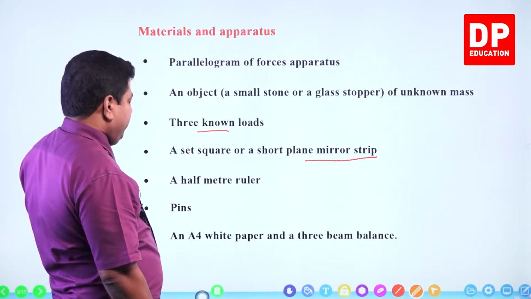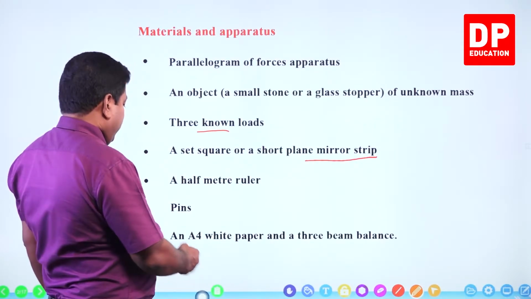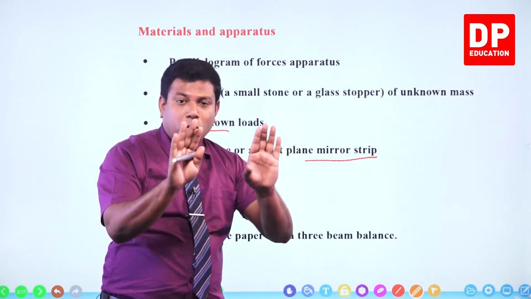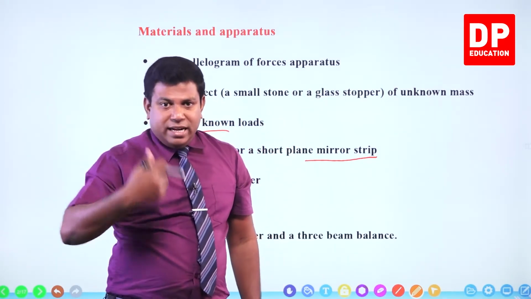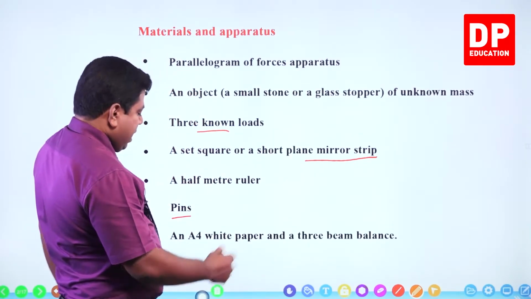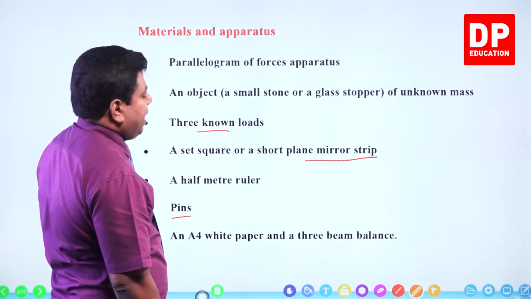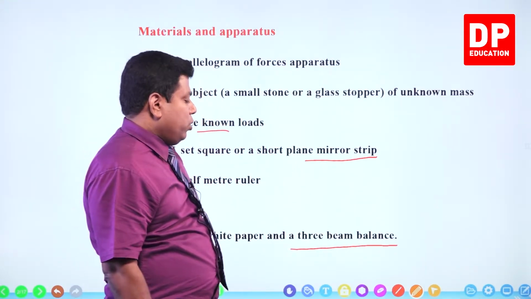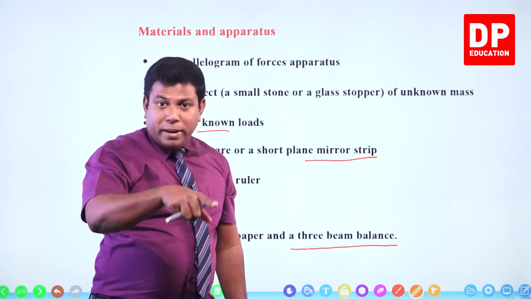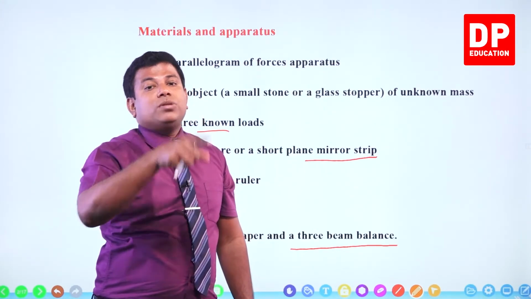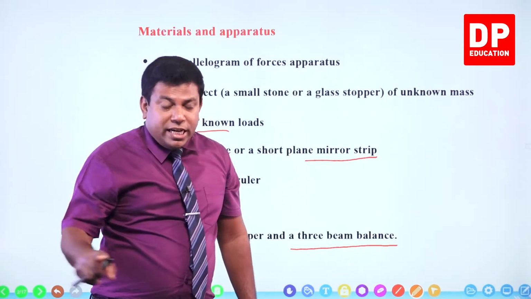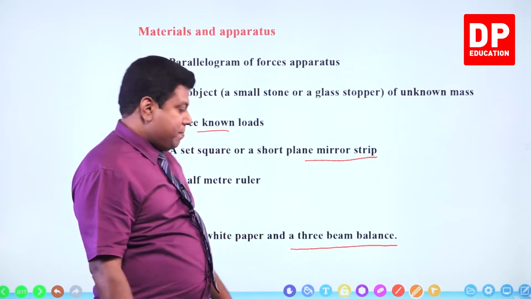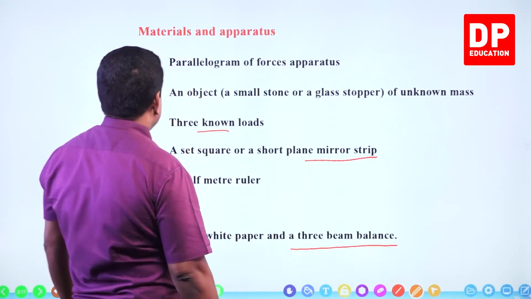A half meter ruler, that's to measure the length. Drawing pins to fix the paper. We need a paper and we will be fixing the paper on the board because that is where we are going to mark the points, then draw the parallelogram. An A4 white paper and a 3-beam balance. 3-beam balance is not mandatory. Why we need the 3-beam balance is to double check the unknown mass. After finding it using the parallelogram, you can measure it on a 3-beam balance as well, and then you can double check. So, it is not mandatory to have this in the experiment.